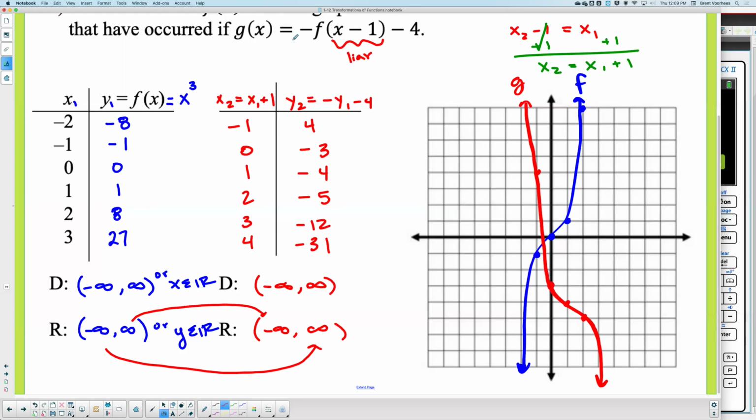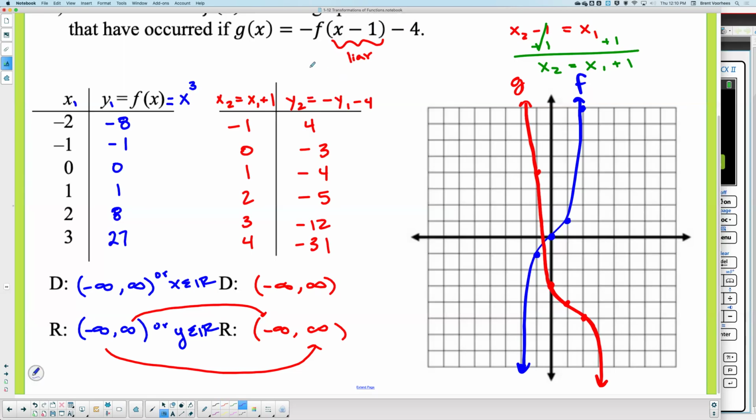All right, last thing before I move on. What do you call a negative? Is that a translation, a dilation, or a reflection? Reflection. That's a reflection. What's this? Transformation. Transformation means any of those three. Oh, it's a translation. And this one? Translation. It's also a translation. That's right. Reflection, translation, translation.